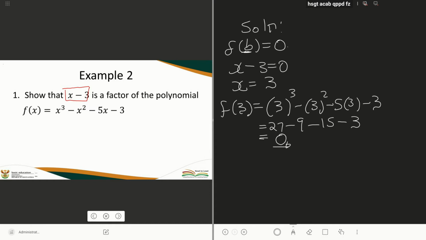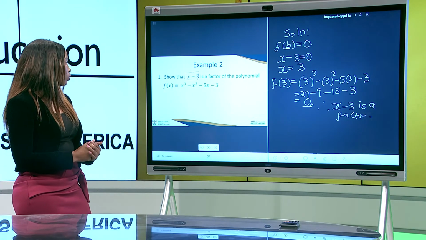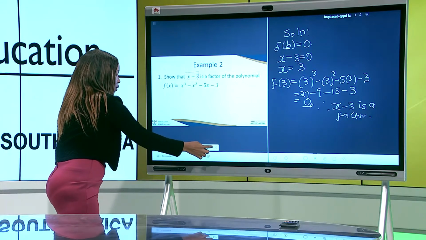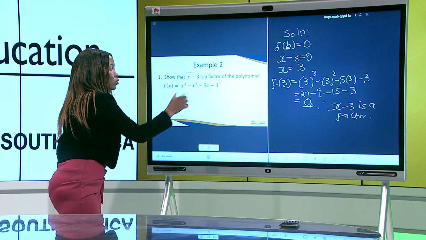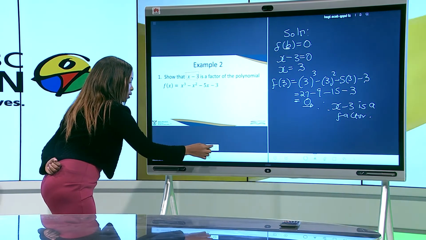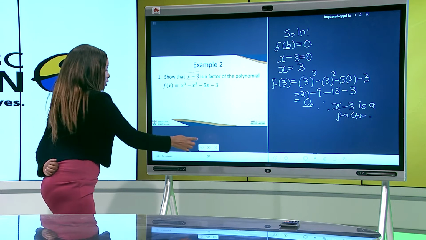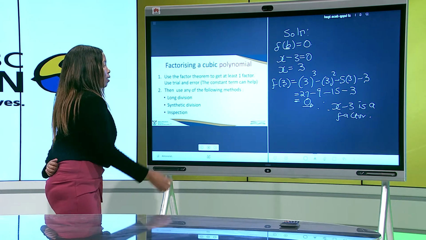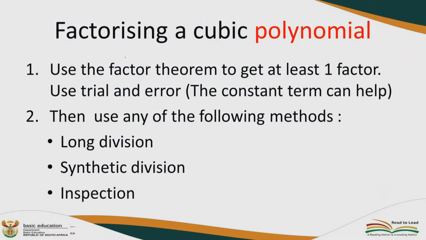Therefore, if your remainder is 0, then it means you can say my x minus 3 will be a factor of the polynomial. So now you have shown that this x minus 3 is indeed a factor of the polynomial. Then you are covered with this one, right? Remember, the remainder should be equal to 0 for you to say this linear is a factor of my given polynomial function. Okay?